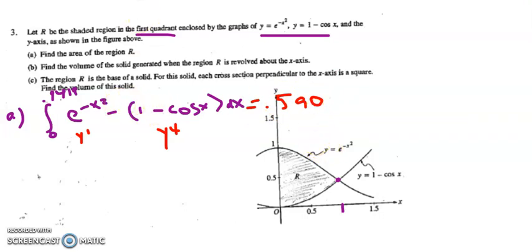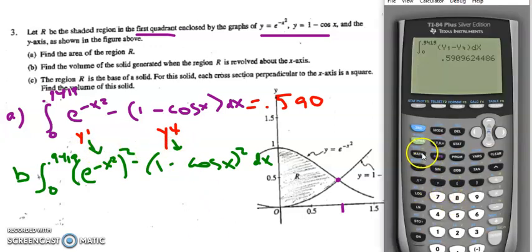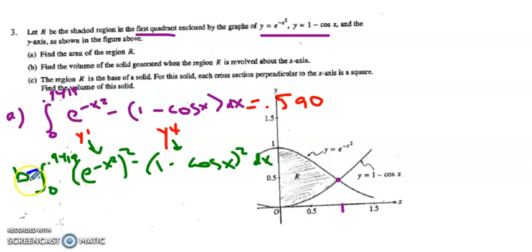Okay, the next problem says, find the volume generated when we rotate R around the x-axis. That means we need the same limits of integration, 0 to 0.9419, and we need big R, which is e to the negative x squared, all squared, minus little r, which is 1 minus cosine x, all squared: big R squared minus little r squared. We already have y1 and y4 entered as big R and little r. I also need a pi out in front, because it's pi r squared for volume.